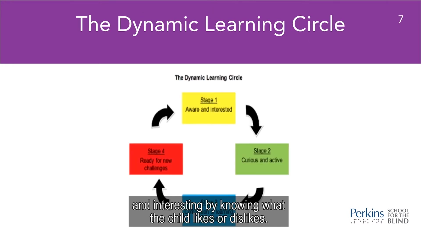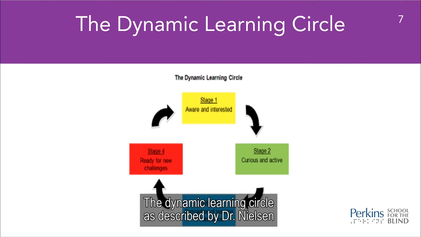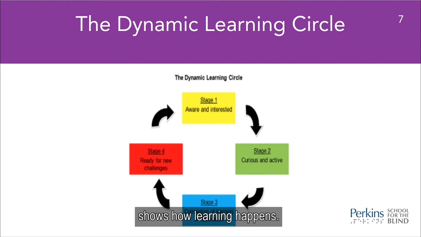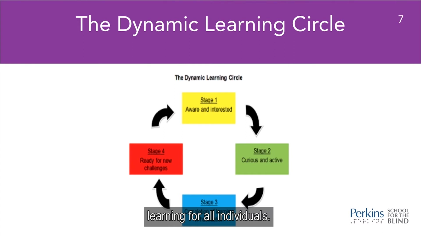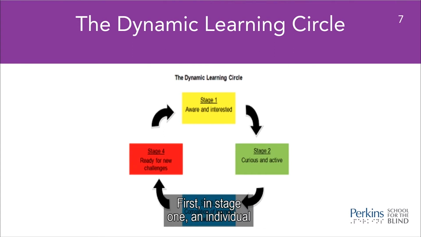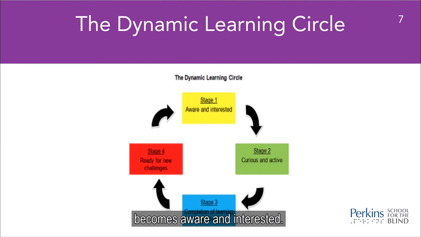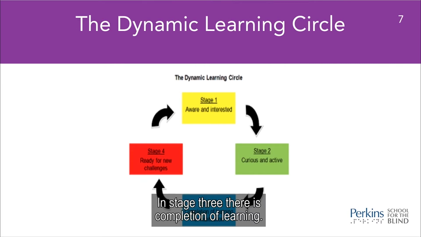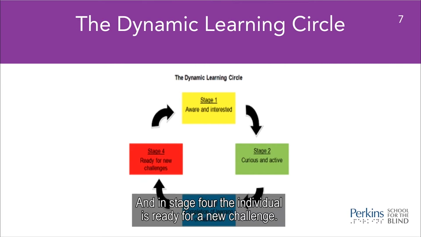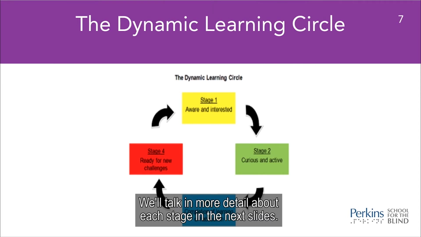The dynamic learning circle, as described by Dr. Nielsen, shows how learning happens. This is a process that happens in all learning for all individuals. First, in stage 1, an individual becomes aware and interested. Stage 2 involves being curious and active. In stage 3, there is completion of learning, and in stage 4, the individual is ready for a new challenge. We'll talk in more detail about each stage in the next slides.